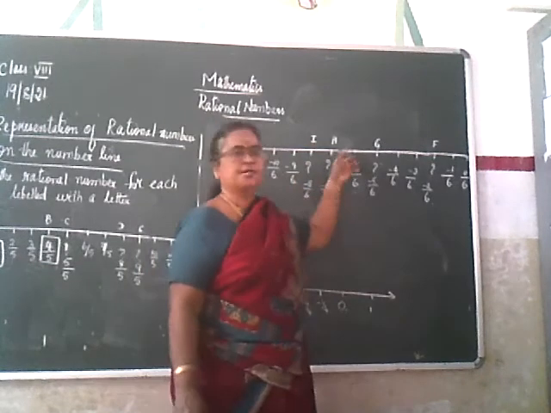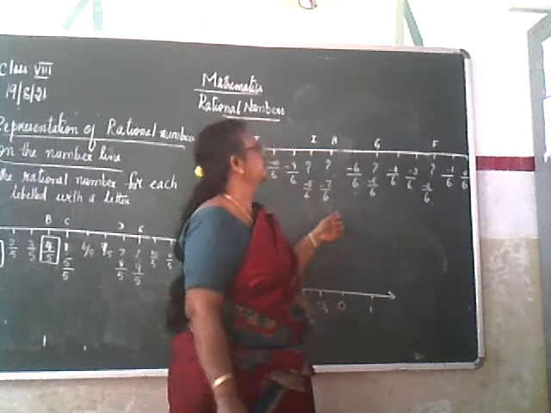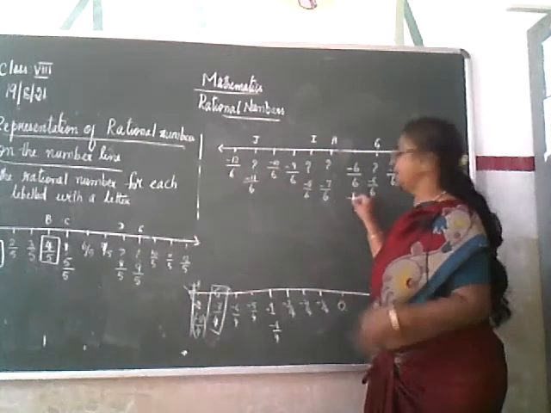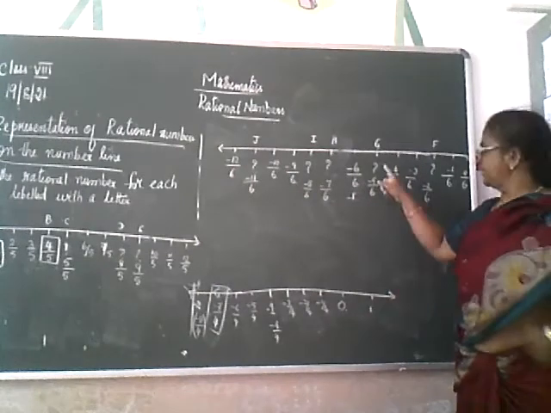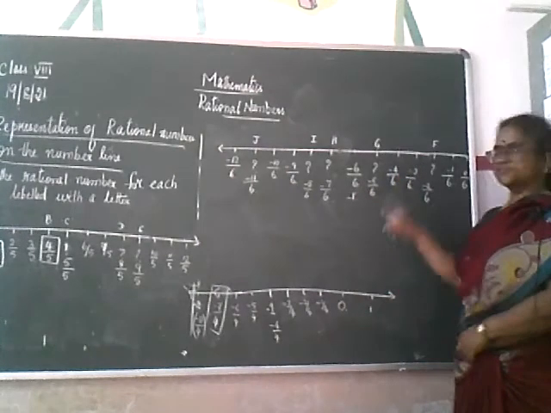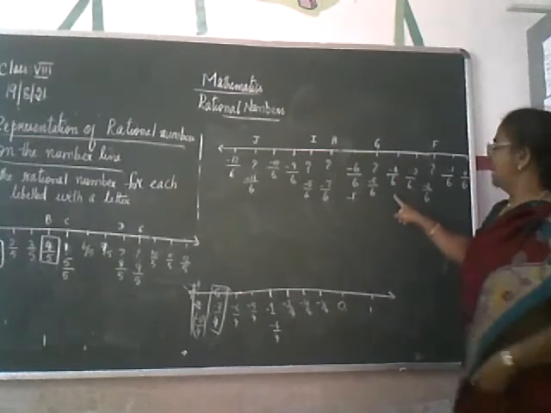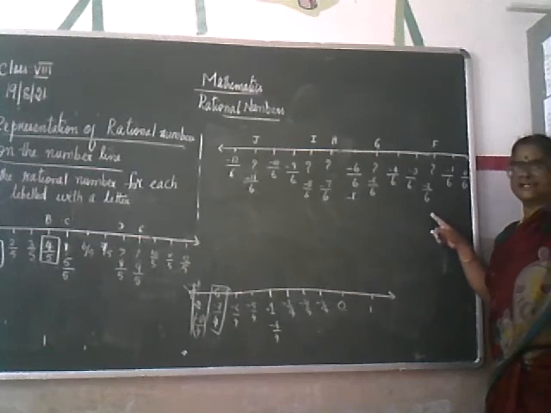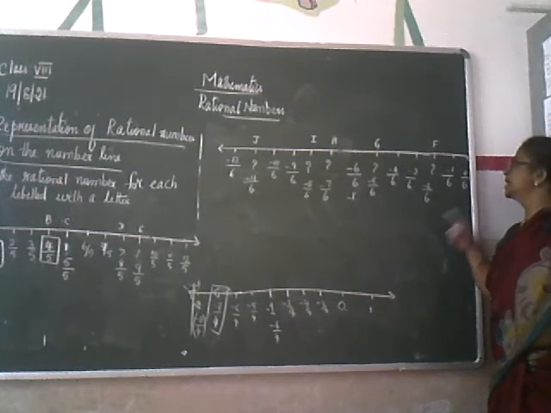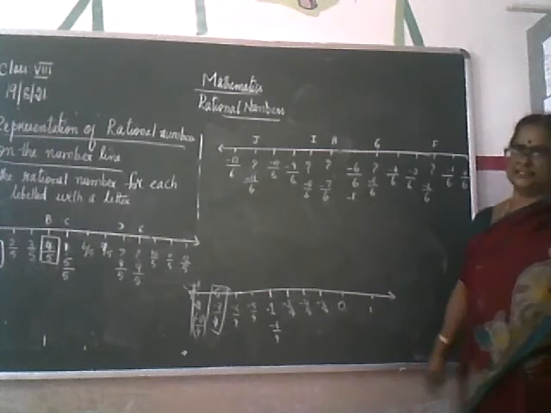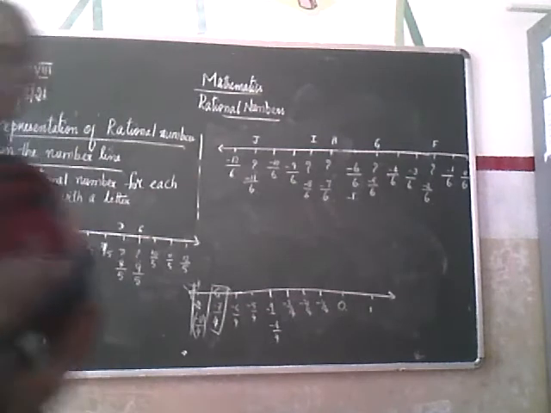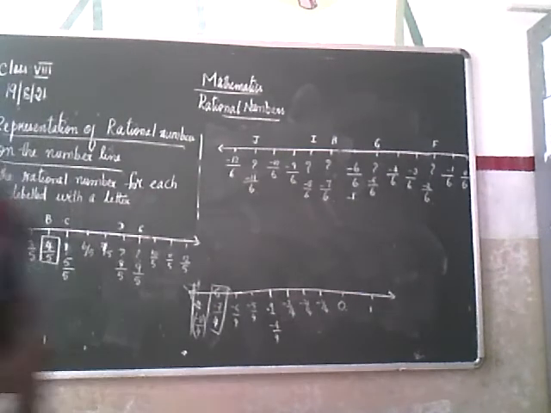What is H? Minus 7 by 6. Minus 6 by 6, which is equal to? Yes, minus 1. Then minus 5 by 6. So G is minus 5 by 6. Minus 4 by 6. Minus 3 by 6. Minus 2 by 6. F is minus 2 by 6. Minus 1 by 6 and 0 by 6. Okay. Understood now how to represent the rational numbers on the number line.